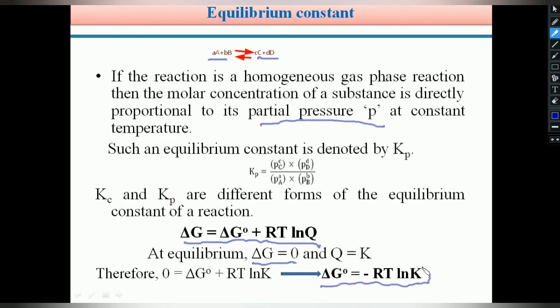Students, just remember this relation, because in the next topic we are dealing with numerical problems based on this free energy change, and there we use this equation. So it is better to remember this relation: delta G naught equals minus RT ln K.